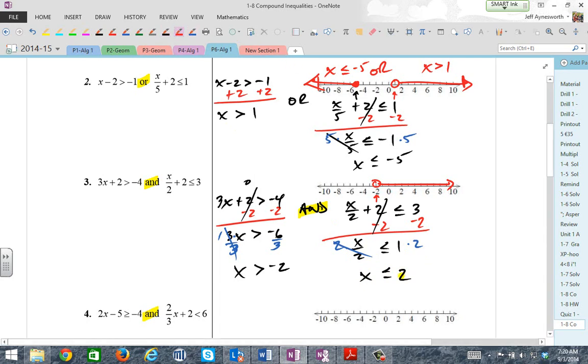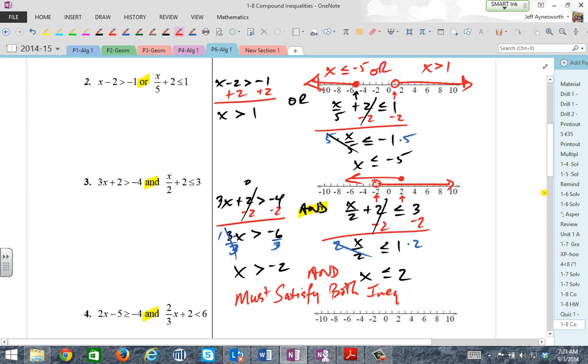So, x, here's your reference point 2. It's less than or equal to, so it's closed here. Go above it, and all numbers less than or equal to 2 go to the left. Let's write the word and here. When you see an and statement, you must satisfy both inequalities.